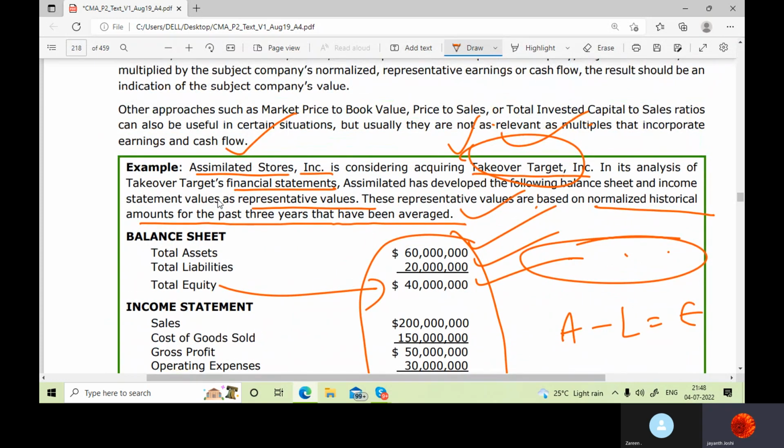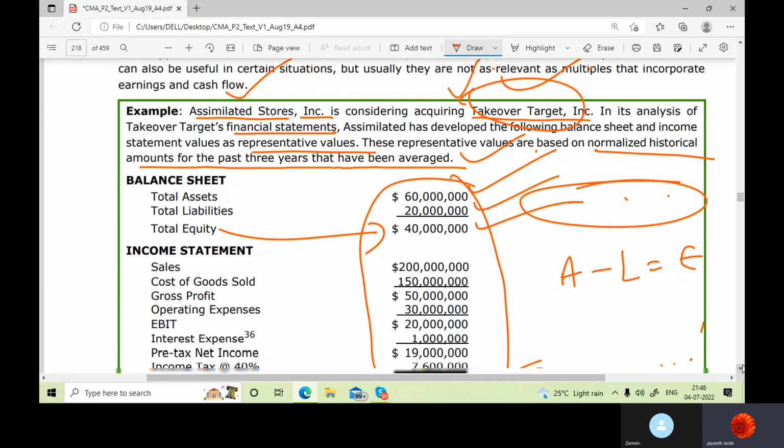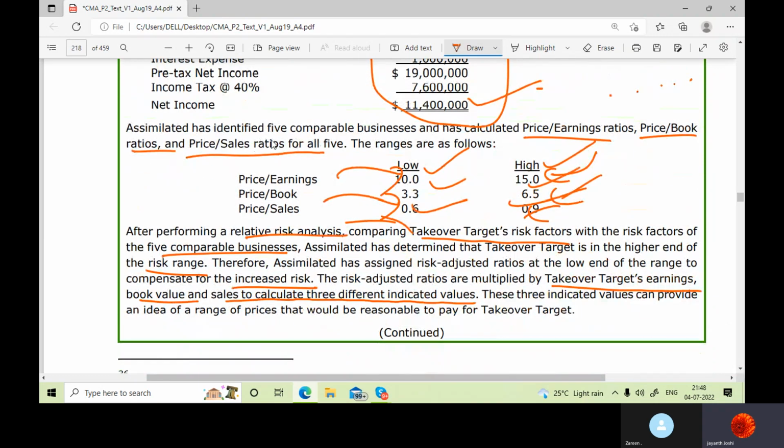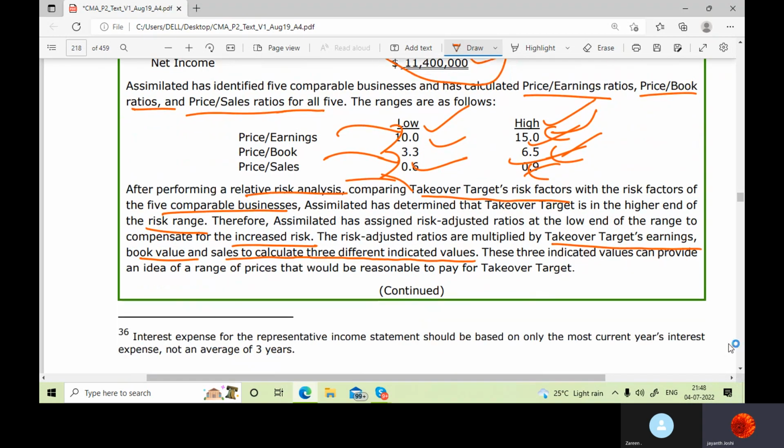Assimilated Stores is considering acquiring this company. In its analysis of the takeover target's financial statements, Assimilated has developed the following balance sheet and income statement amounts for the past 3 years, and average amounts. They have identified 5 comparable businesses and have calculated these 3 ratios for all 5, the lower and the higher.